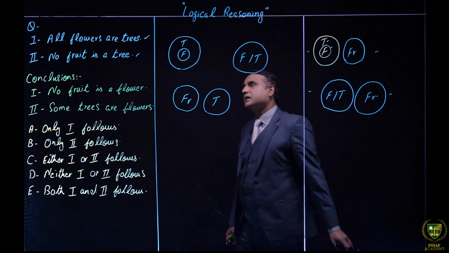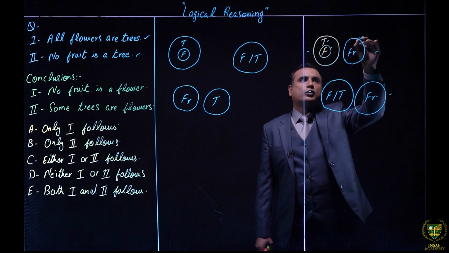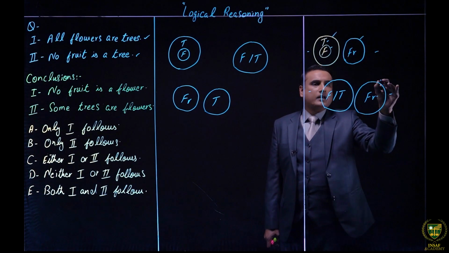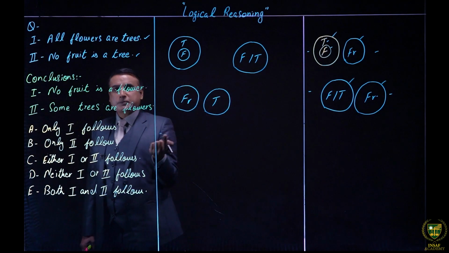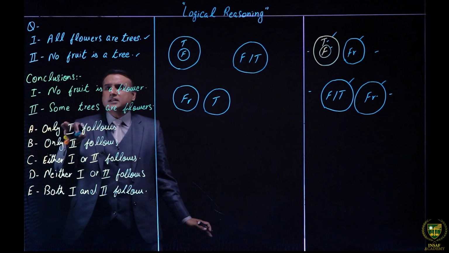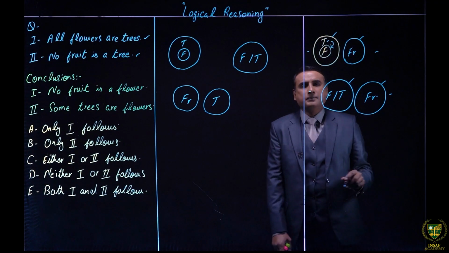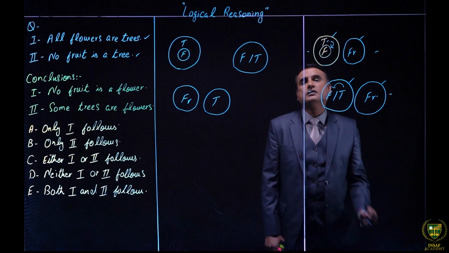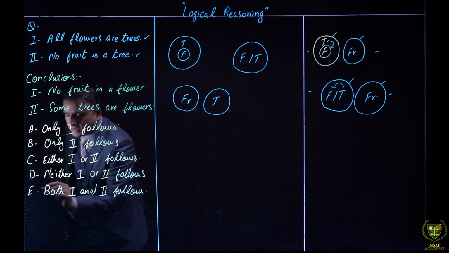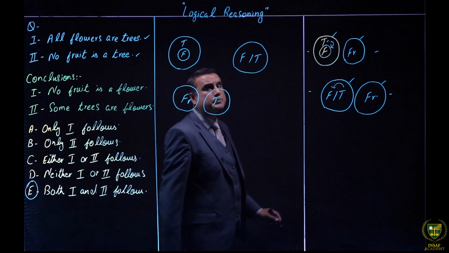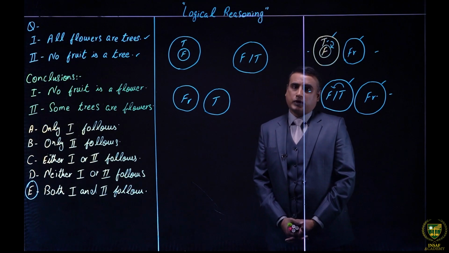Now let's look at the conclusions. No fruit is a flower. No fruit is a flower. And here again, no fruit is a flower. So conclusion one holds true. And then some trees are flowers. Yes, some trees are flowers, definitely. And here too, some trees are flowers. Got it? So we can safely say that in this question, our right option will be option eta, that is both 1 and 2 follow.